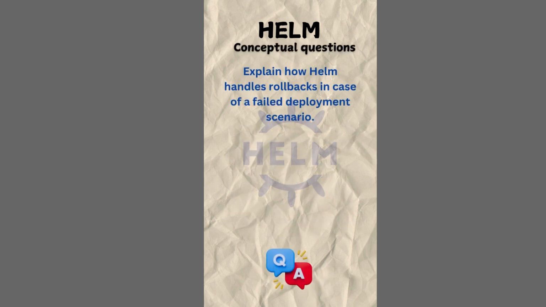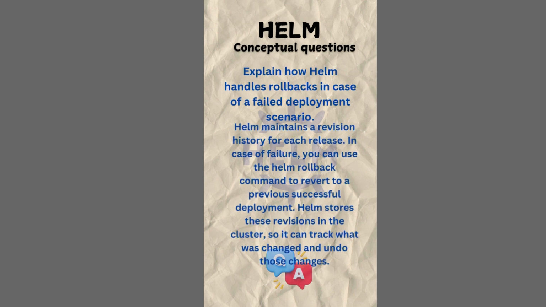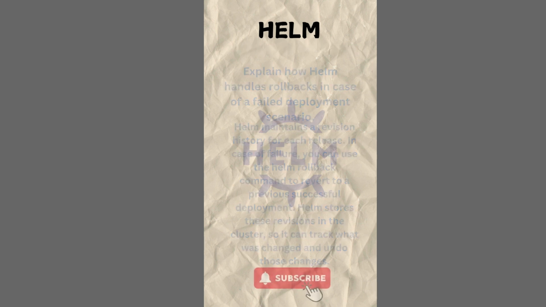Explain how Helm handles rollbacks in case of a failed deployment scenario. Helm maintains a revision history for each release. In case of failure, you can use the helm rollback command to revert to a previous successful deployment. Helm stores these revisions in the cluster, so it can track what was changed and undo those changes.